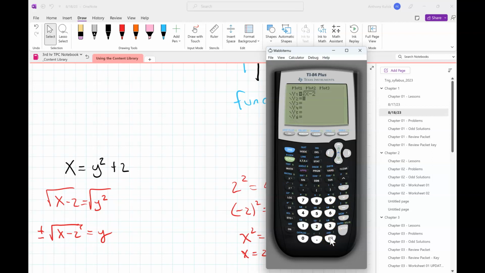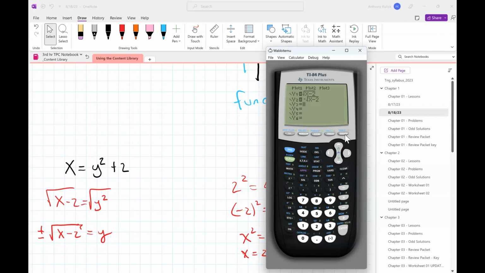Make sure when you're typing the negative, you're using the negative sign and not the subtraction symbol. You'll get a syntax error on your calculator if you try to use the subtraction symbol instead of the negative sign. So I'm just going to use 2 lines, 1 line for the positive and 1 line for the negative. And then I'm just going to press graph.